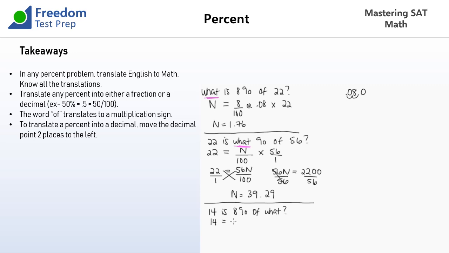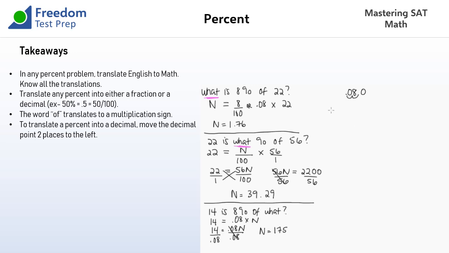14 equals 0.08 of what? Okay, I'm going to rewrite that so it looks more normal, because you don't need to have that multiplication sign. Okay, and then we just divide out by the 0.08. Now, 14 divided by 0.08 is n equals 175. Okay, so there you have it.